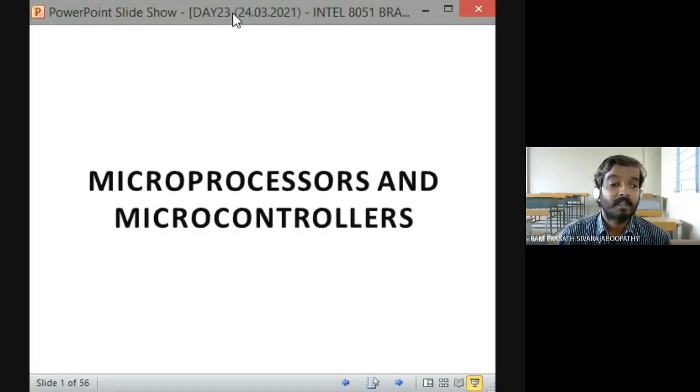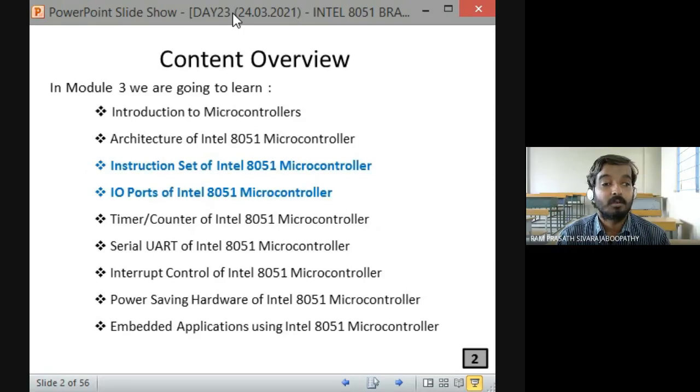Today we are going to see the branch instruction from the instruction set of the 8051 microcontroller. We are just going to refresh it. Then we are going to see about the ports of the 8051 microcontroller, how it works as an input port, an output port, and their alternate functions. Everything we are going to discuss today.